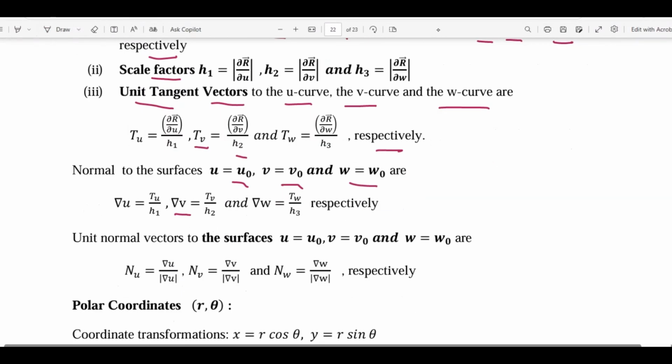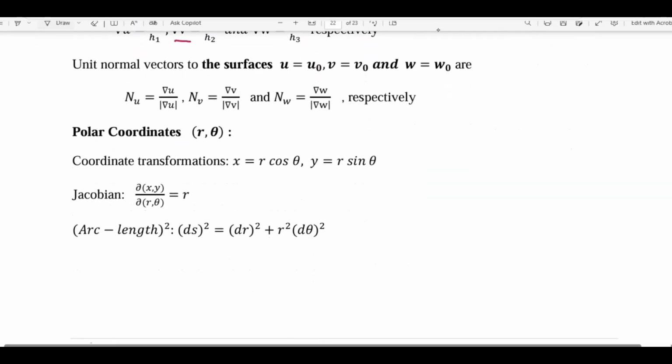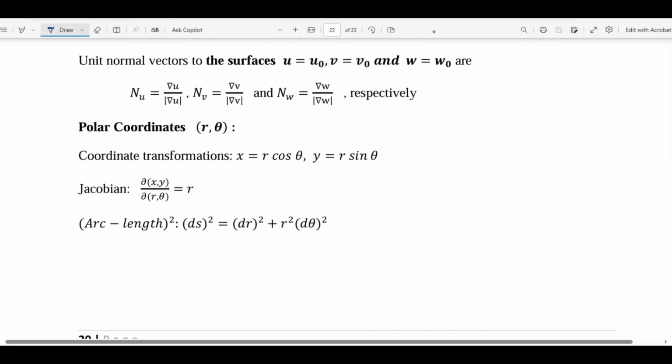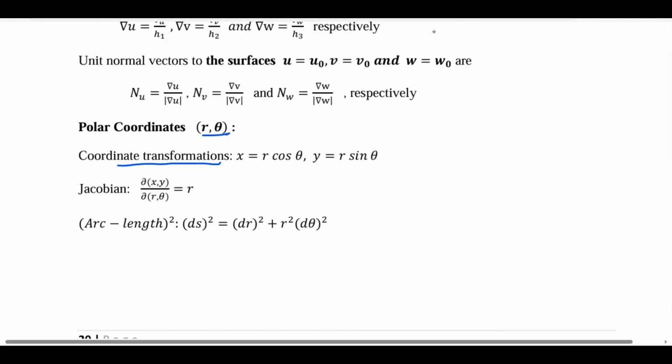Then you have unit normal vectors. Unit normal vector to the surface u equals u naught, v equals v naught, and w equals w naught: n_u equals del u divided by modulus of del u, n_v equals del v divided by modulus of del v. Then you have polar coordinates r, theta, with coordinate transformation x equals r cos theta, y equals r sin theta. The Jacobian ∂(x,y)/∂(r,theta) will be r. Then the arc length squared will be ds squared equals dr squared plus r squared d theta squared.